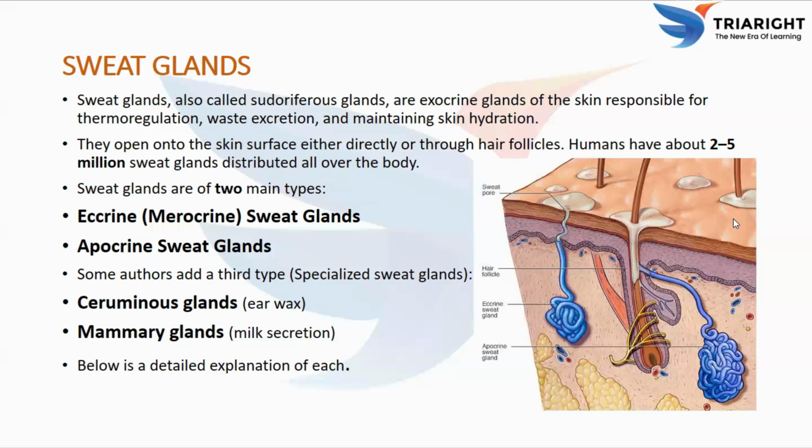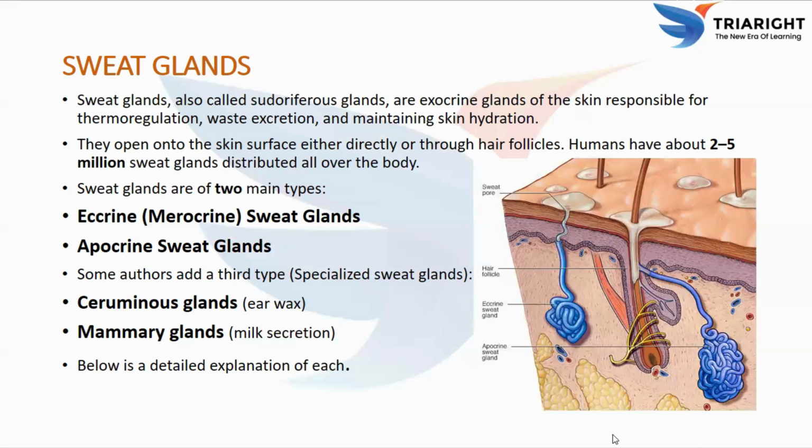So on the right side, you can see the picture. In this, you can see the eccrine gland and apocrine gland, right? So eccrine gland, how does it look like? It is a coiled tubule opening to the skin surface, which is blue in color. And whereas apocrine gland, it is opening into a hair follicle again.